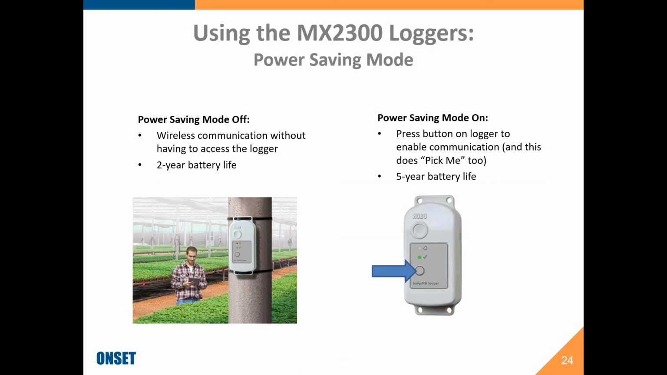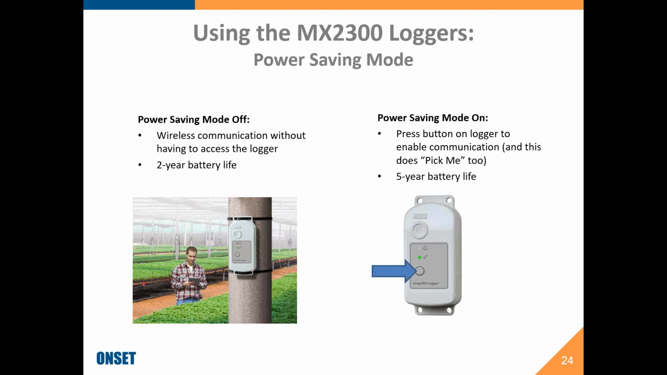I mentioned the power saving mode. There's a couple ways this logger can operate. When the power saving mode is off, that enables the full continuous wireless communications, which means you can walk up to it at any time, and as long as you're within range, your mobile device will see the logger, and you'll be able to establish communications and do all the logger functionalities without having to access the logger. That gives you the 2-year battery life.